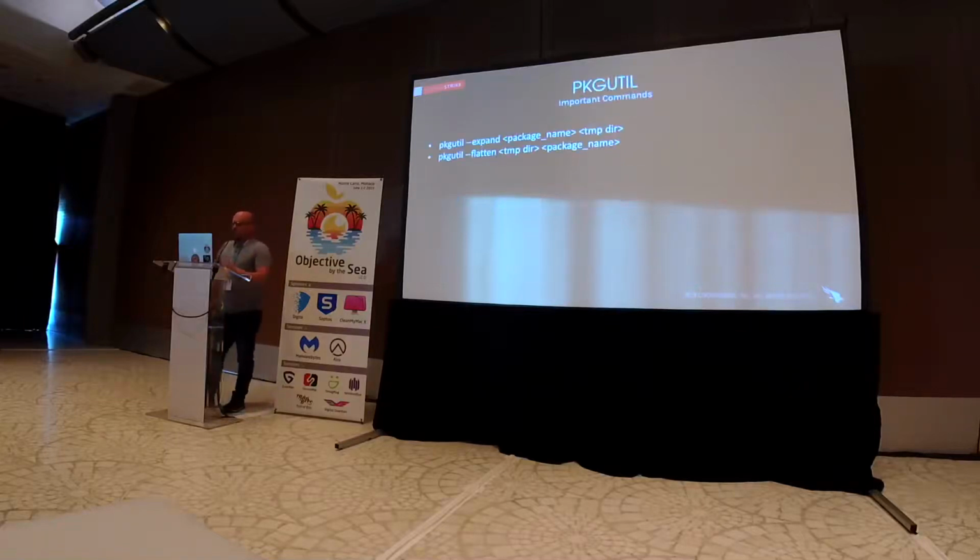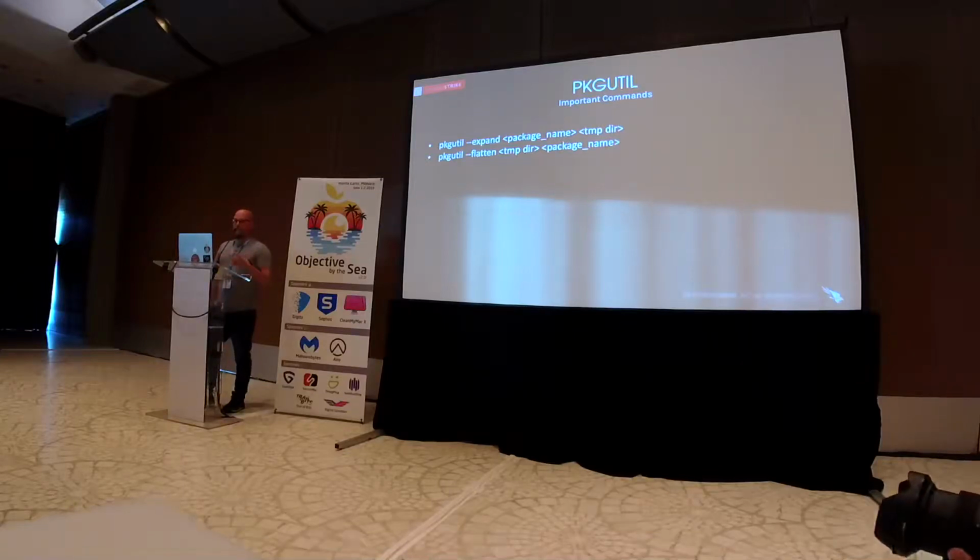There are two commands you have to be familiar with, really one executable, and that's pkgutil. Basically, pkgutil lets us take a package and expand the contents to a directory of our choosing. And then pkgutil --flatten, after we've modified those files, will turn that back into a package for us, and do all the verifications that the right directory structures are in place, and we'll get a nice new PKG out of it.